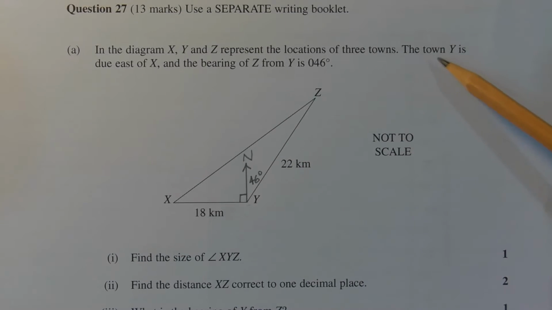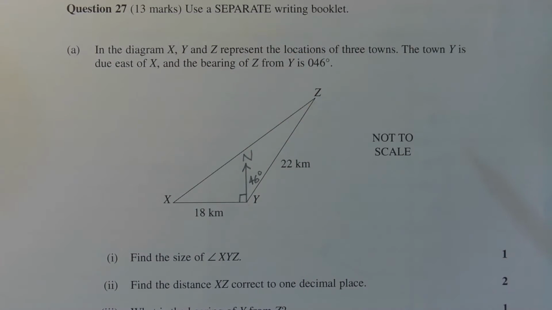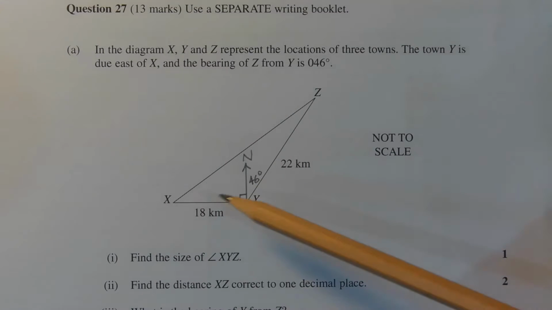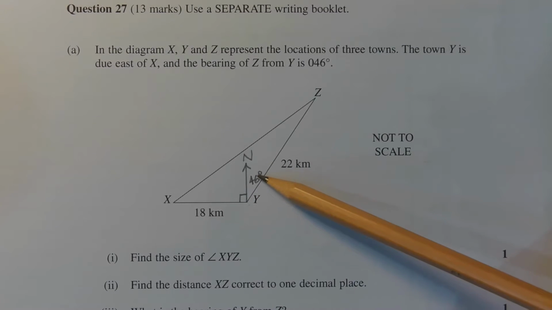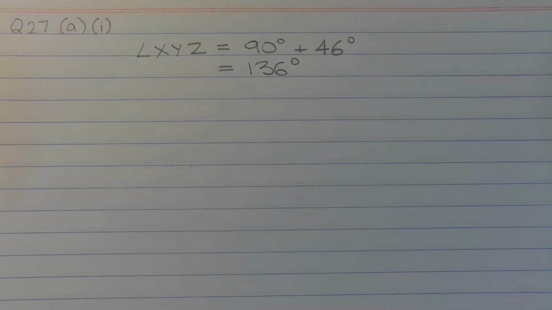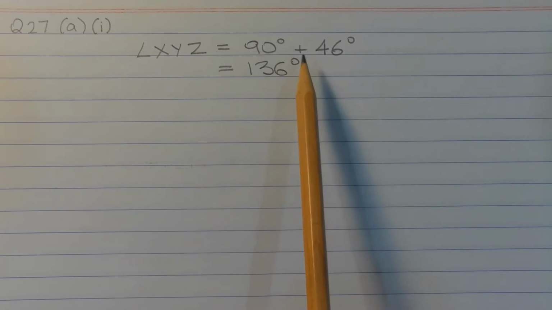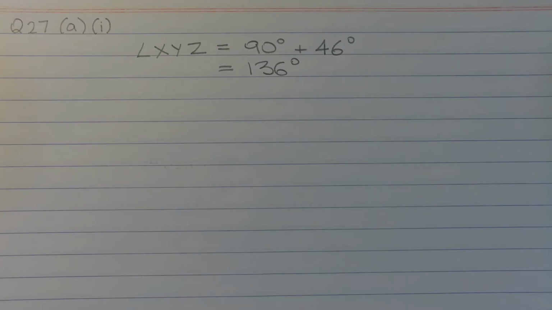Now we're also given that town Y is due east of town X. If we reverse that, we can say that town X is due west of town Y. That means this angle here is 90 degrees. So angle XYZ is the sum of this angle here and this angle here, since both of these angles are adjacent. So angle XYZ is equal to 90 degrees plus 46 degrees, which equals 136 degrees.